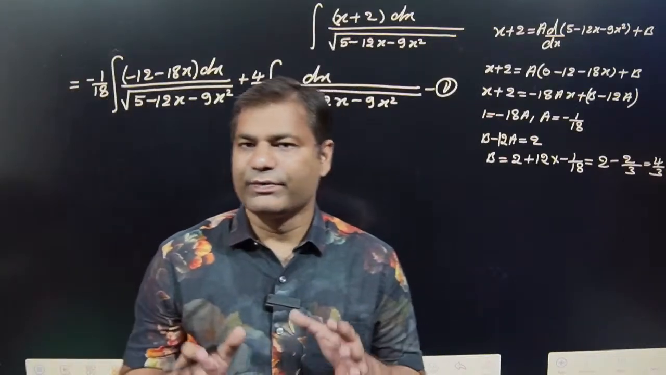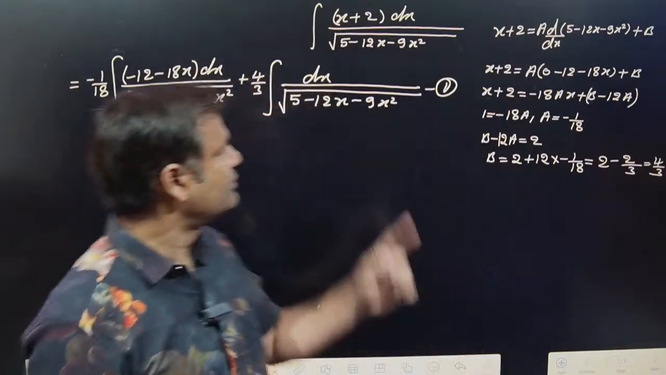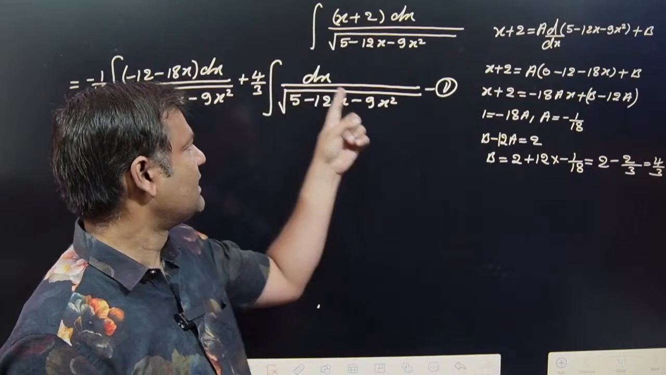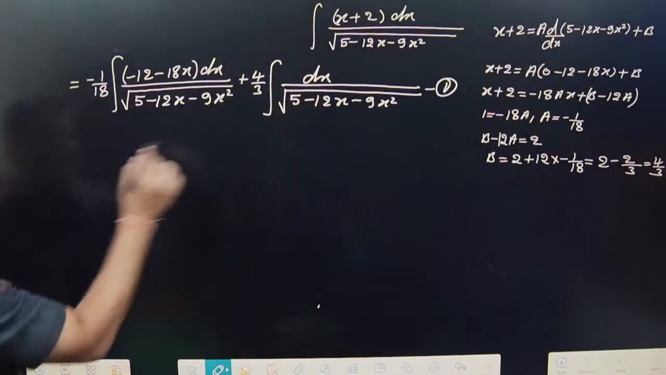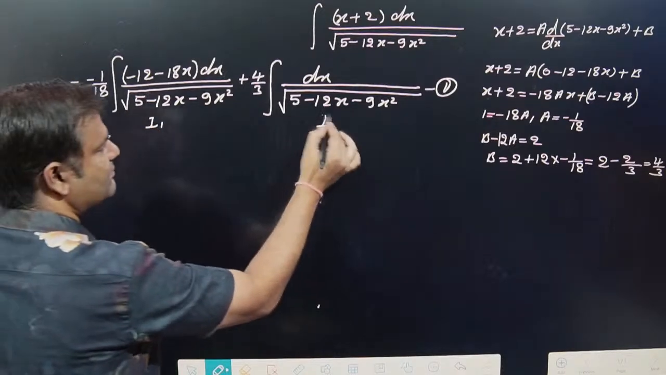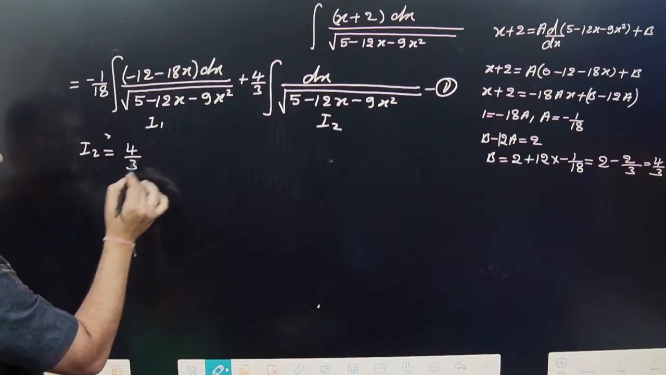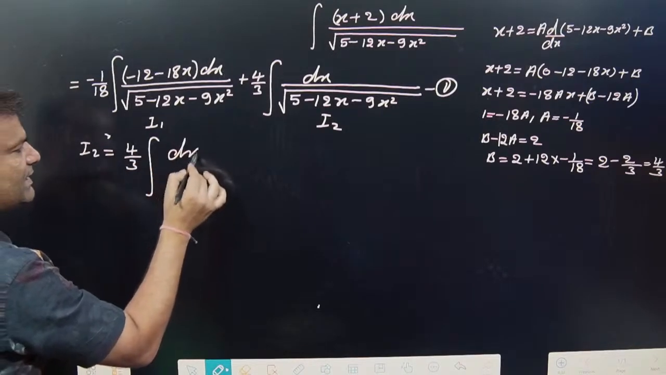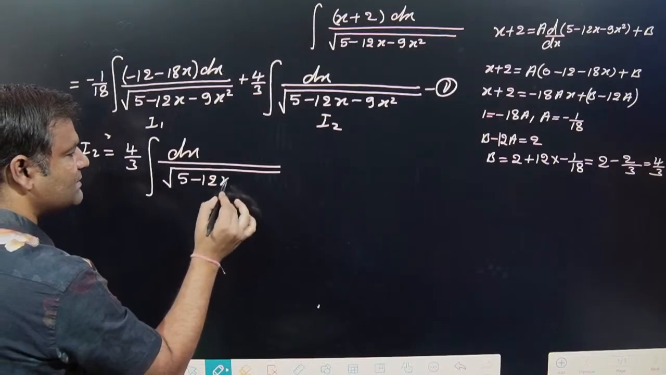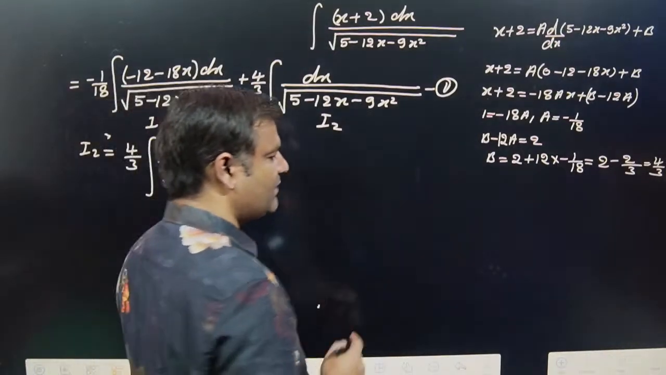So first of all, solve these individually. We focus on the first part first, and after that the other is very easy. How can we integrate this one? Suppose this is I1 and that is I2. So I2 is 4 by 3 times the integration of dx divided by under root 5 minus 12x minus 9x square. How can we solve it? I know, make a perfect square.